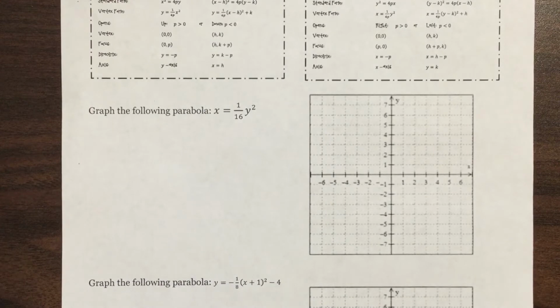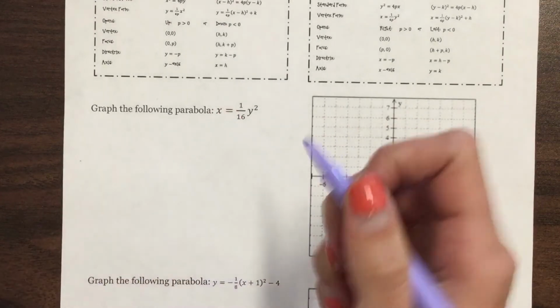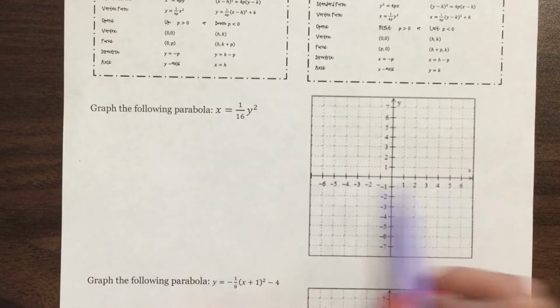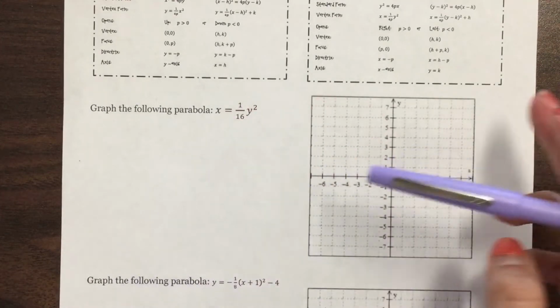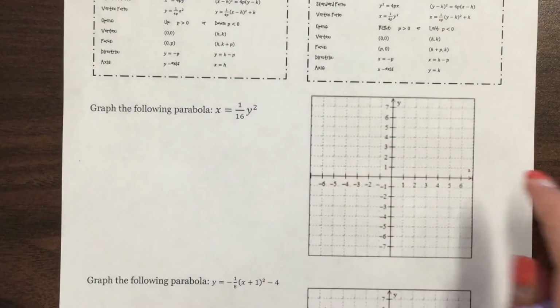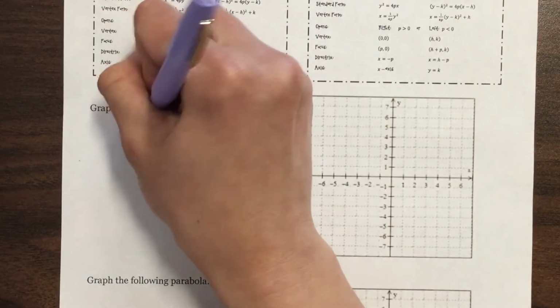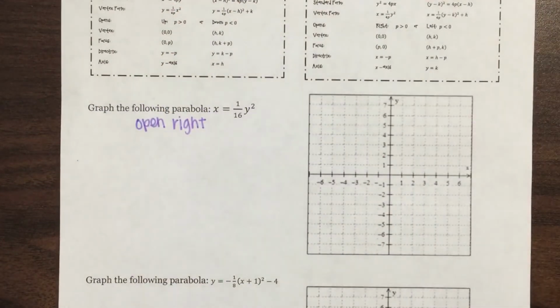So first, we have to write which way it opens. That's always the first thing we should do. So this is an x equals, which x is the horizontal axis. So it's either going to open left or it's going to open right. And this is positive, and the x's get positive as I go to the right, which means this is going to open in that direction. So it's going to open right.